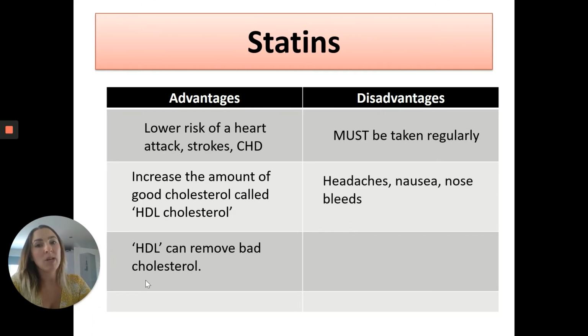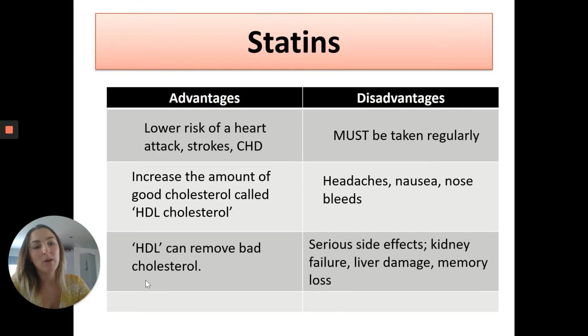You might get some side effects. With all medication there are side effects, and with this one it could be headaches, nausea and nosebleeds. There are also more serious side effects from taking the medication, so kidney failure, liver damage and memory loss.